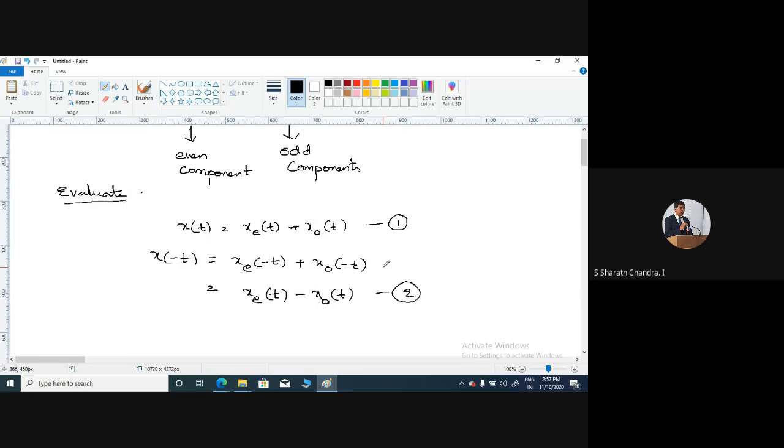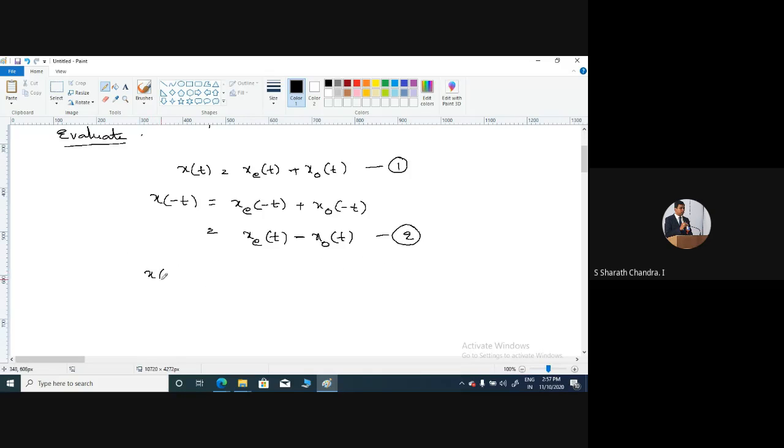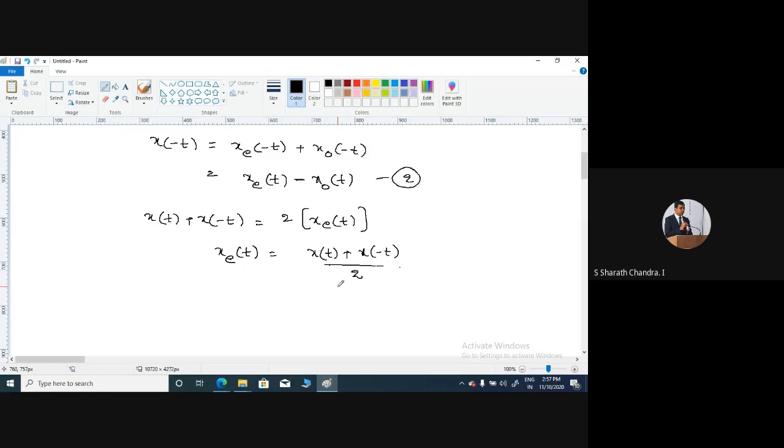Now by adding 1 and 2, I get x of t plus x of minus t equal to 2 times xe of t, because whenever we add, the odd components cancel each other out and we are left with 2 times xe of t. Therefore, you can always find the even component of the signal as xe of t is equal to x of t plus x of minus t, divided by 2.